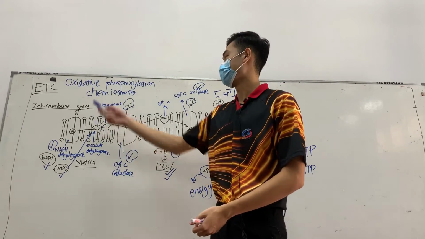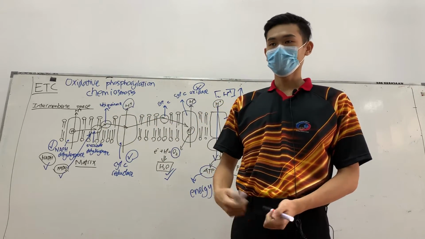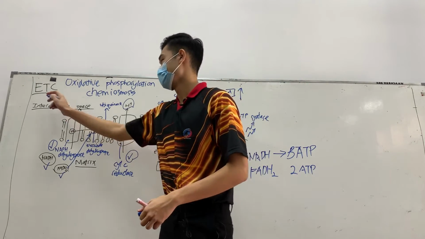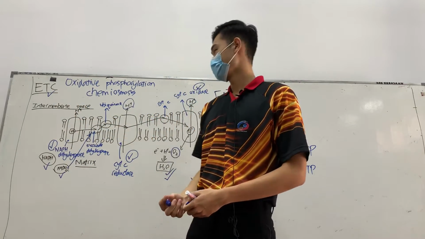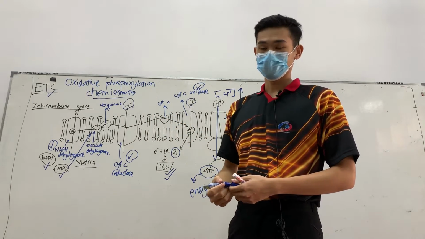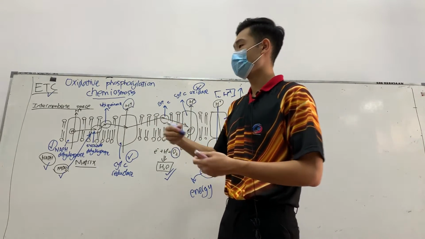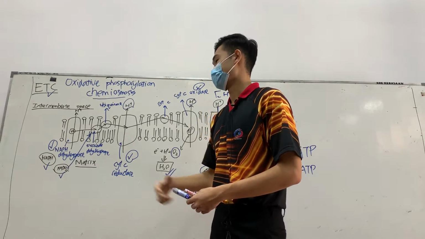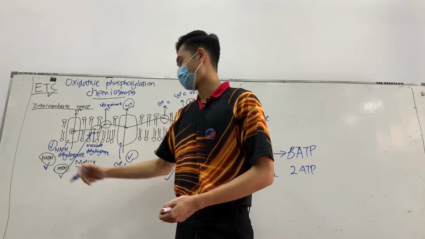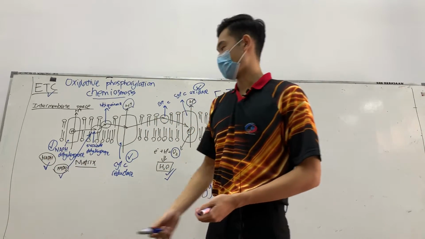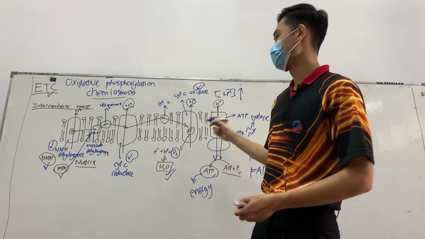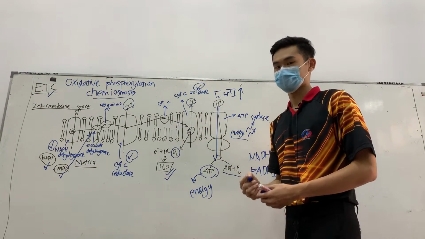Everyone, today I'm going to talk about oxidative phosphorylation. It is the final stage in aerobic respiration, which consists of two parts, which are ETC, the electron transport chain, and chemiosmosis. Oxidative phosphorylation occurs at the inner membrane of the mitochondria, which is the cristae. It needs two electron carriers, which are NADH and FADH2. These two molecules will be oxidized and transfer electrons across the membrane, and eventually will produce ATP.